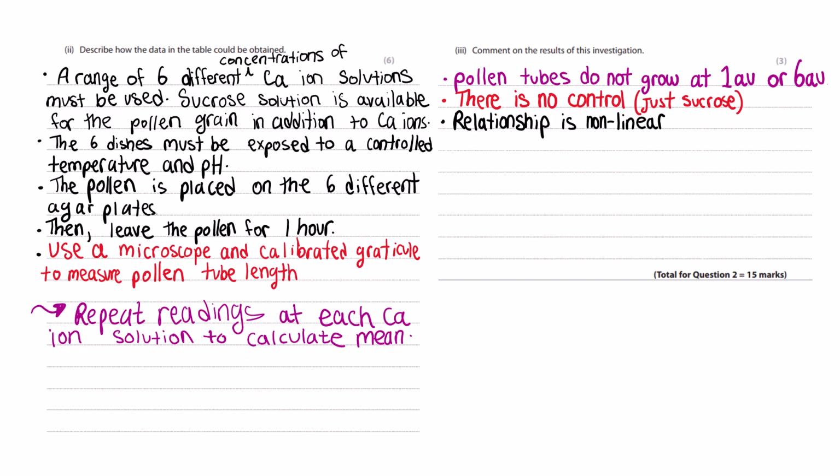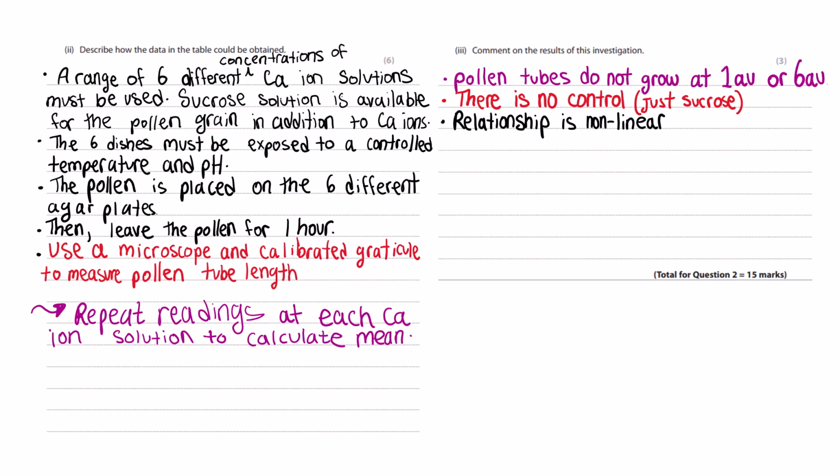Now sucrose solution must also be available for the pollen grain in addition to the calcium ions, because sucrose is going to provide energy. Now the 6 dishes, which are Petri dishes, must be exposed to a controlled temperature and pH, because these factors also have an effect on the growth of the pollen tube. Therefore, they must be constant.